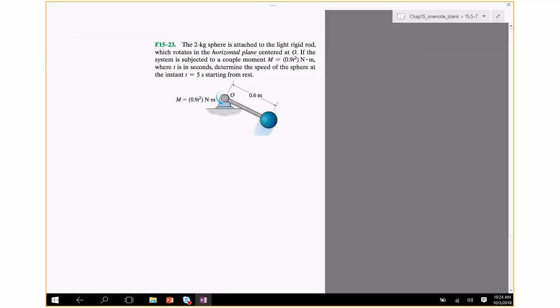The 2 kg sphere is attached to a rod which rotates in the horizontal plane. So this object is moving in this plane, the horizontal plane, not vertically, so gravity has no role to play. If the system is subject to a couple moment of M equals 0.9 t squared, where t is in seconds, determine the speed of the sphere at t equals 5 seconds.